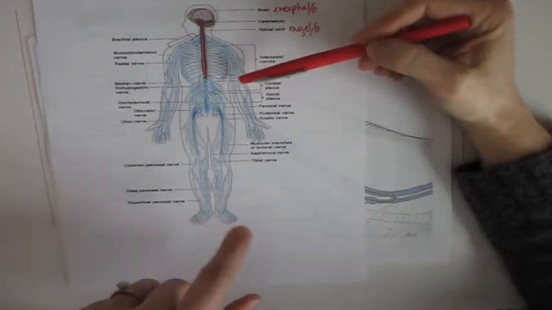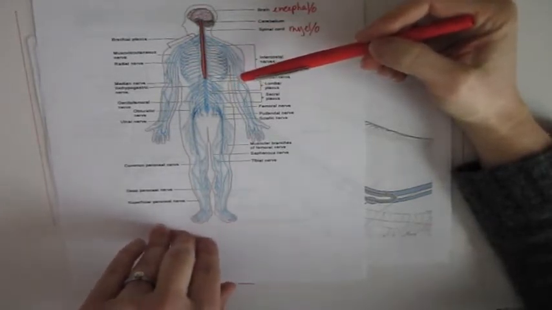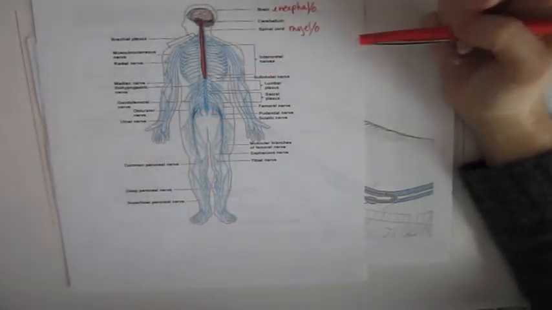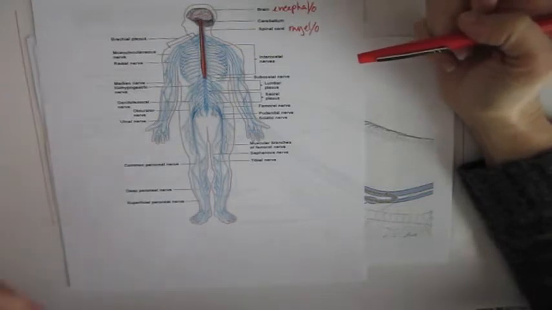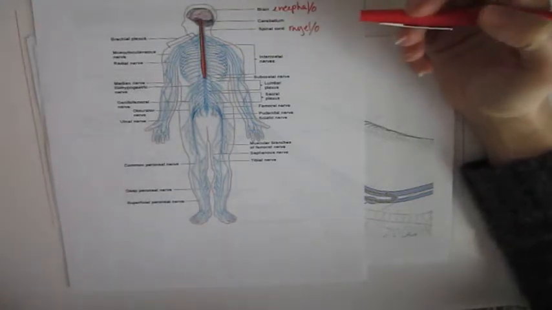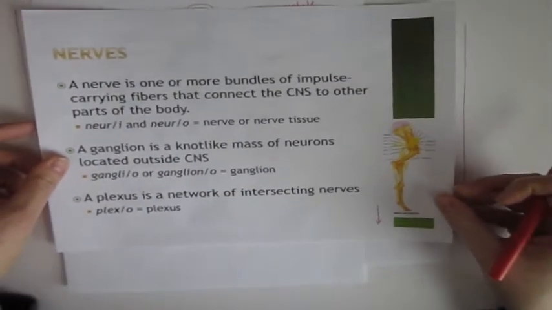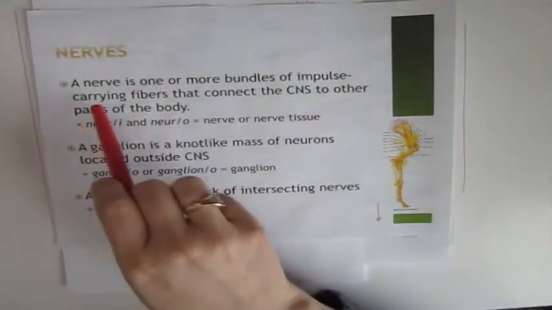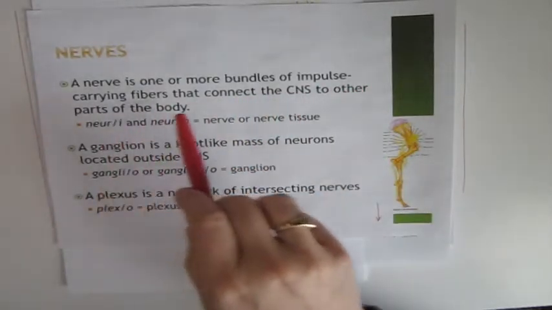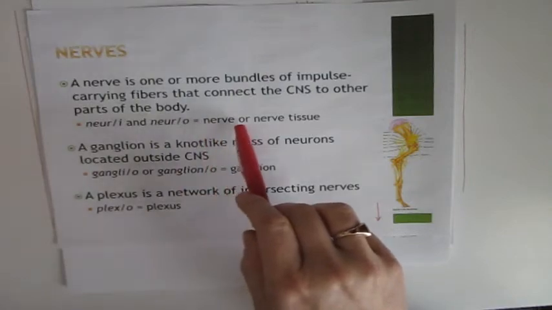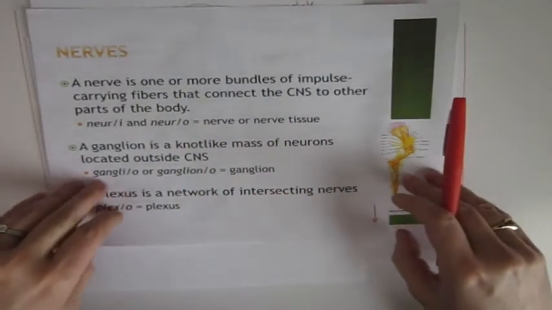A nerve is one or more bundles of impulse-carrying fibers. So we take those neurons, and they have really long axons, right? And a bunch of those axons put together become a nerve. The nerve is one or more bundles of impulse-carrying fibers that connect the CNS to other parts of the body. Neuri, or neuro, equals nerve or nerve tissue.